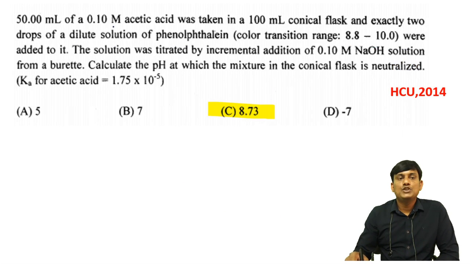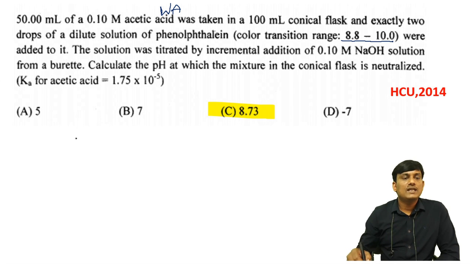50 ml of 0.1 molar acetic acid, a weak acid, was taken in a 100 ml conical flask, and exactly 2 drops of dilute solution of phenolphthalein indicator, color transition range 8.8 to 10.0, were added to it. The solution was titrated by incremental addition of 0.10 molarity NaOH solution from a burette. Calculate the pH at which the mixture in the conical flask is neutralized.